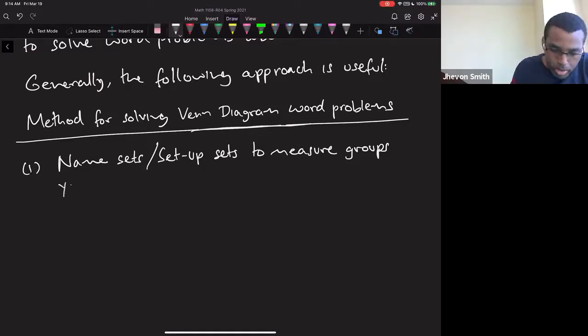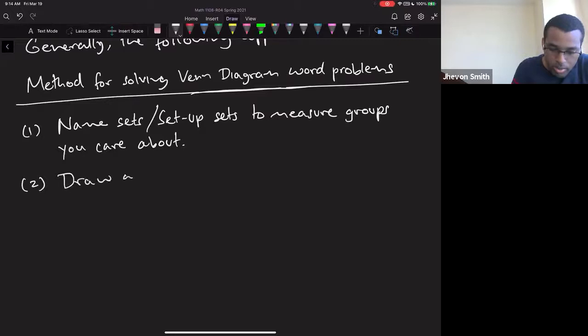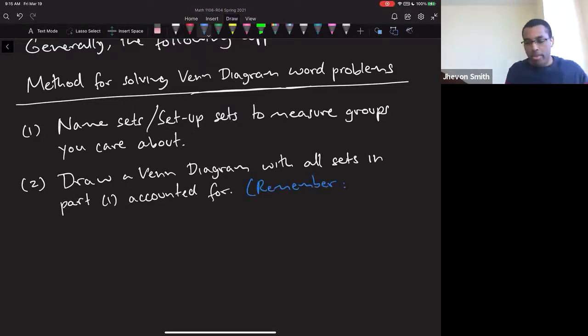To measure groups you care about. It's kind of like defining your variables, just having some shorthand notation for what you want to do. Now you're going to draw a Venn diagram with all sets in part 1 accounted for. I will, of course, remind you at this point, remember, maximum effort. Maximum overlap should be drawn, unless you have a very good reason not to.